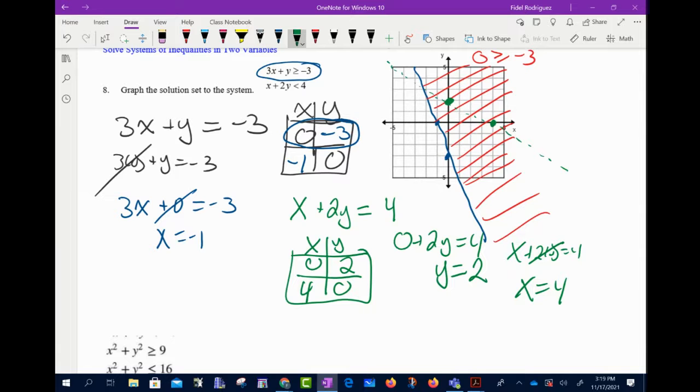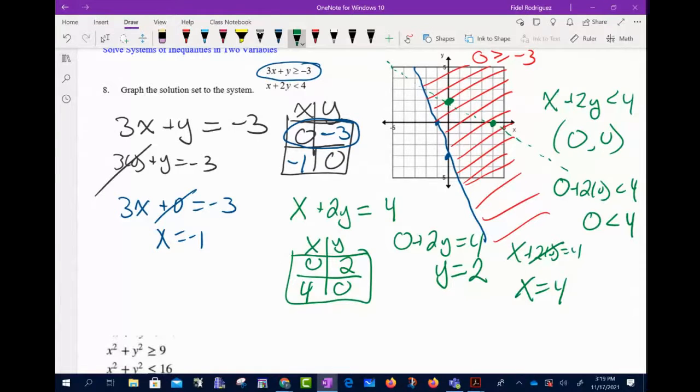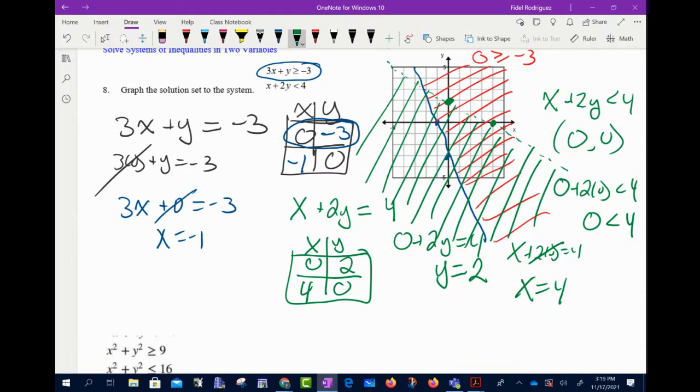Okay, so now what I'm going to do, can we use 0, 0 again? Let's use 0, 0 again. So we're going to come back to this inequality, x plus 2y is smaller than 4, and we're going to use the point 0, 0. So 0 plus 2 times 0 is smaller than 4. Is 0 smaller than 4? Yes, it is. So from the green line, I'm going to shade everything smaller than that, everything below that line.